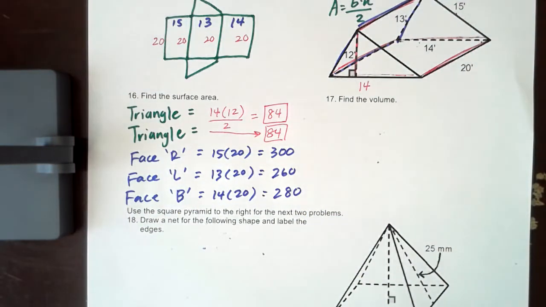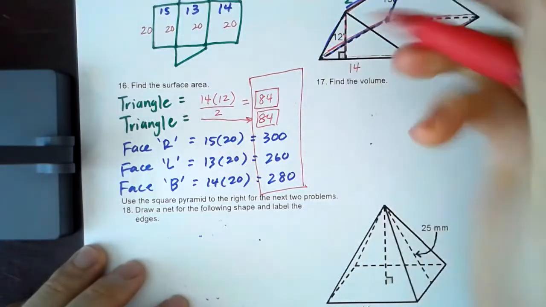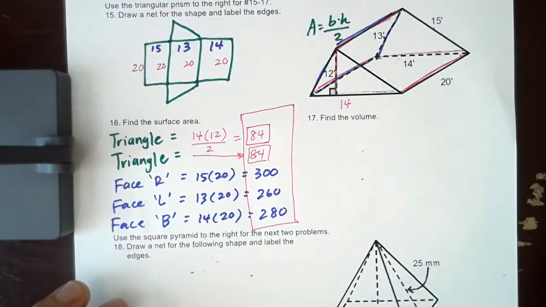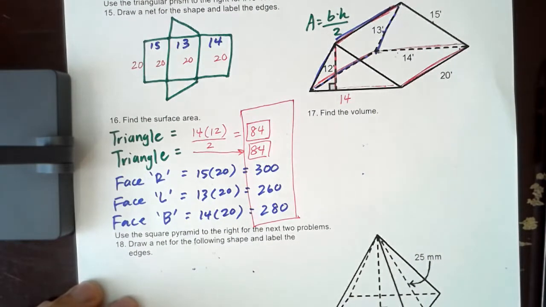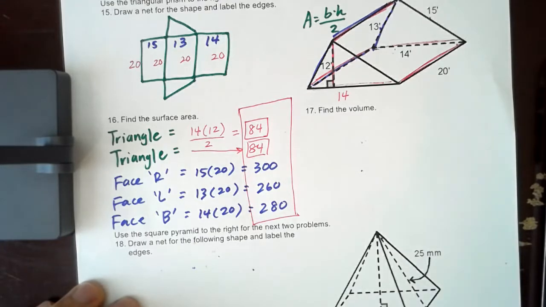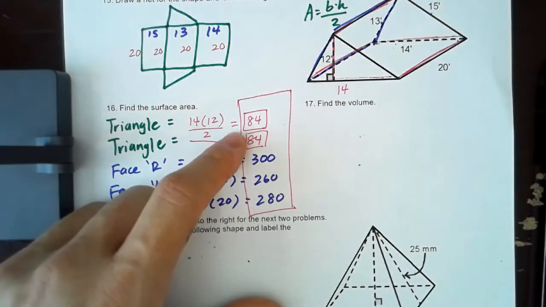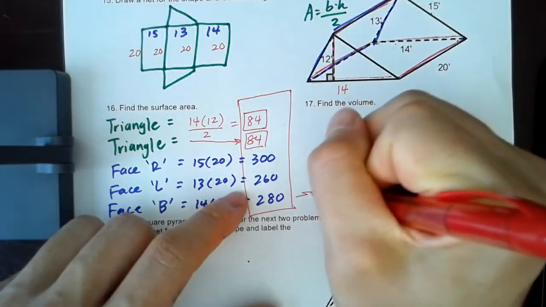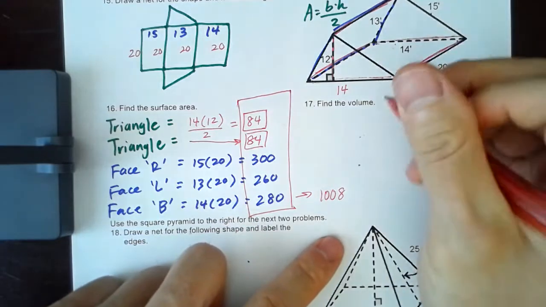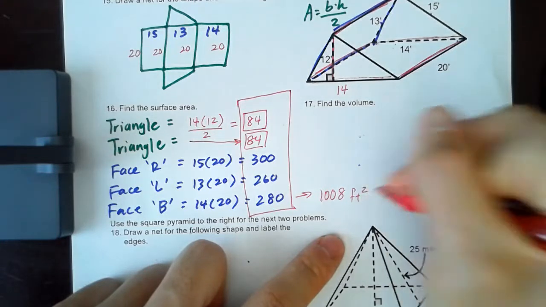So now what you have to do to calculate the total surface area is you're going to have to find the sum of this entire thing. So let's go ahead and use our calculator. 300 plus 260 plus 280 is 840. That's funny because these are 84. And then you just add another 2 84s. So 84 plus 84 is 168. And you get a final answer of 1008. This is in feet. Feet squared.